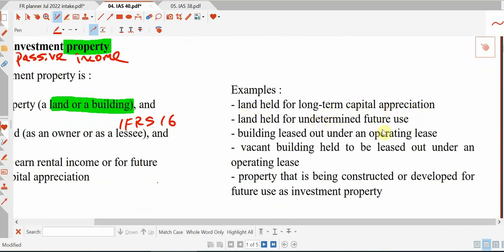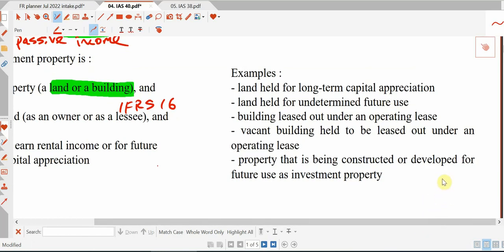Land held for undetermined future use. Very rich company, they buy land, but they do not know what to do. Now, this can happen in private company, but it's actually more common for a government.